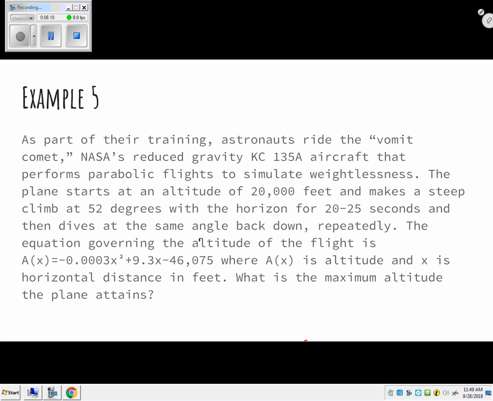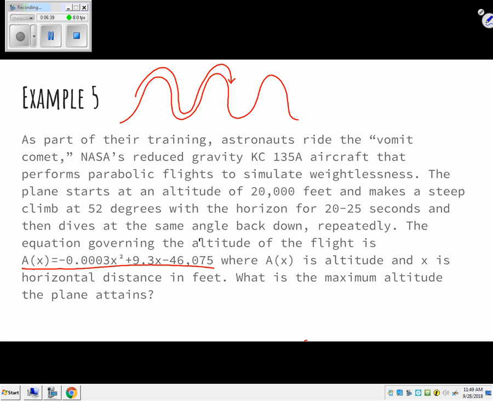If you click on this slideshow from Google Classroom, you will be able to see a video of what goes on. It's pretty crazy. You just have this plane that's flying over these parabolic shapes, just going up and then down and up and down, and people are flopping all over this airplane because it's simulating weightlessness and not having gravity. And so what they've done is they've given me an equation for one of these parabolas.